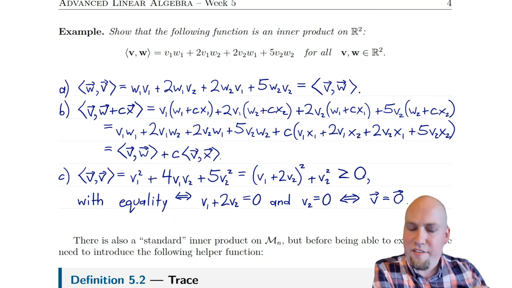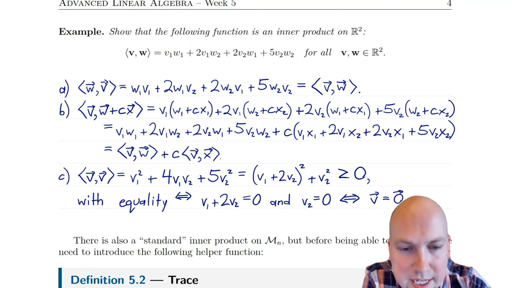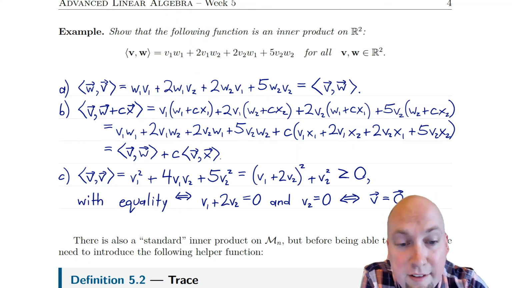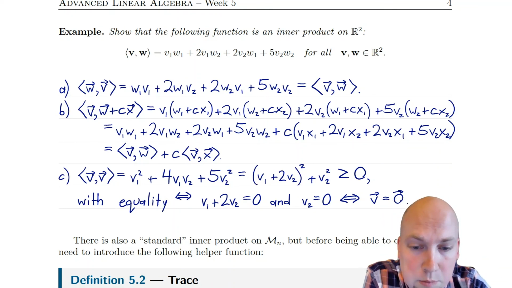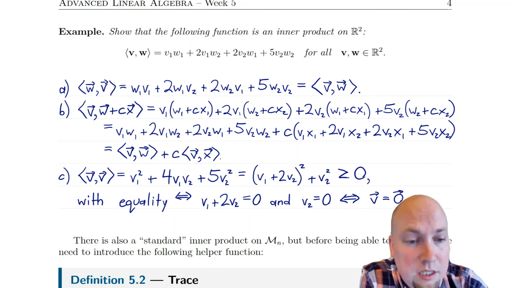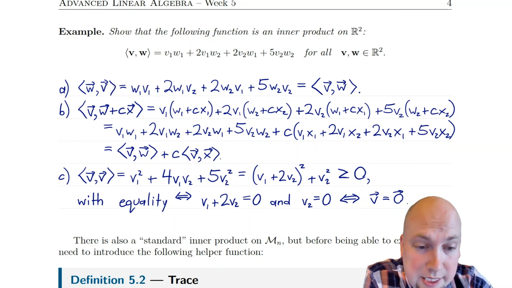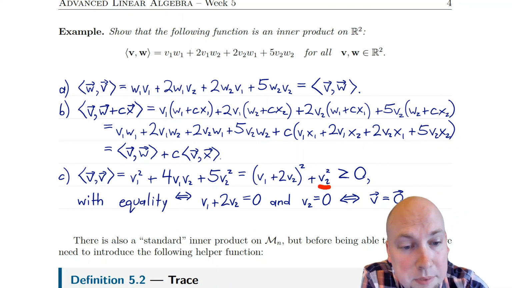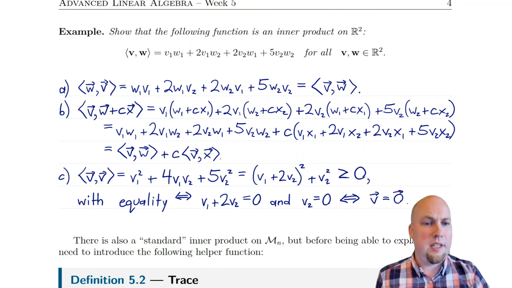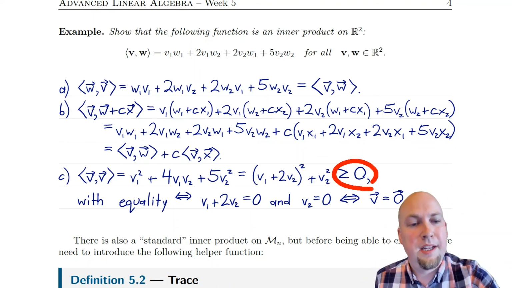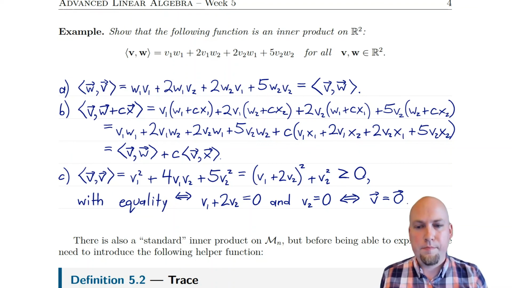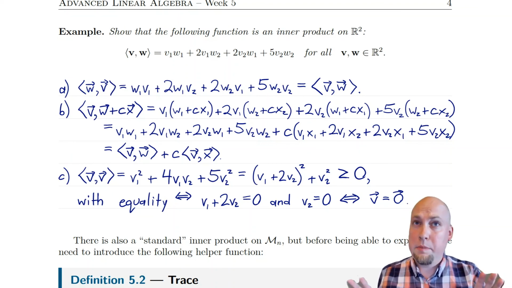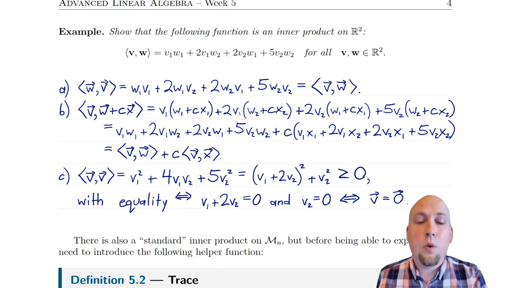All right, the final term isn't quite right, but it turns out that's okay. The final term, I'm going to get 4v2 squared. I want 5v2 squared, so just add on another v2 squared. And then this is really good, right? Because I've got something squared plus something squared. Yeah, great. Squared things are bigger than or equal to 0, so when I add them up, bigger than or equal to 0.